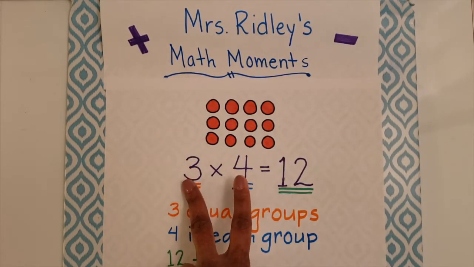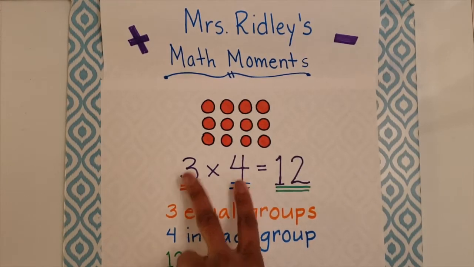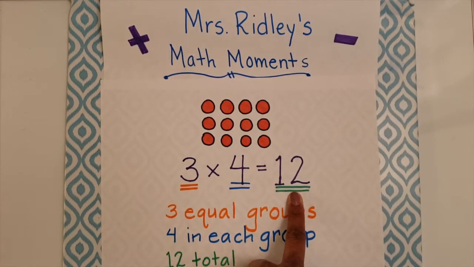So 3 and 4 are our factors. 12 is our product.